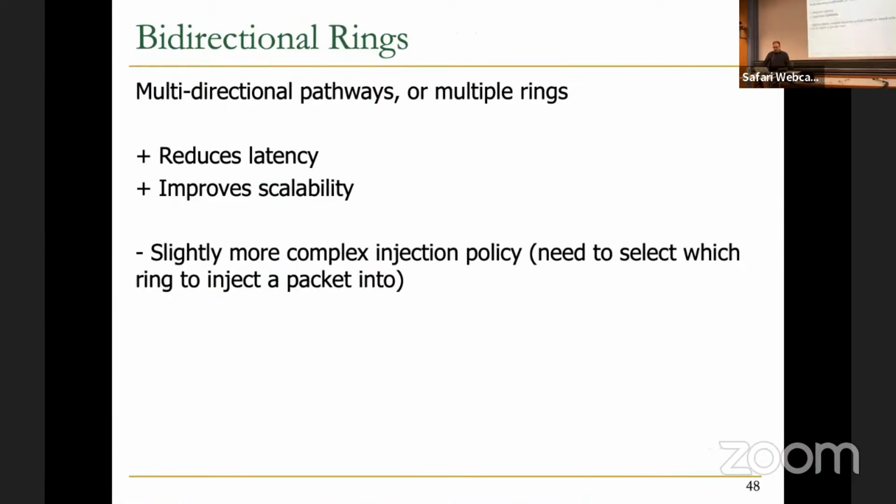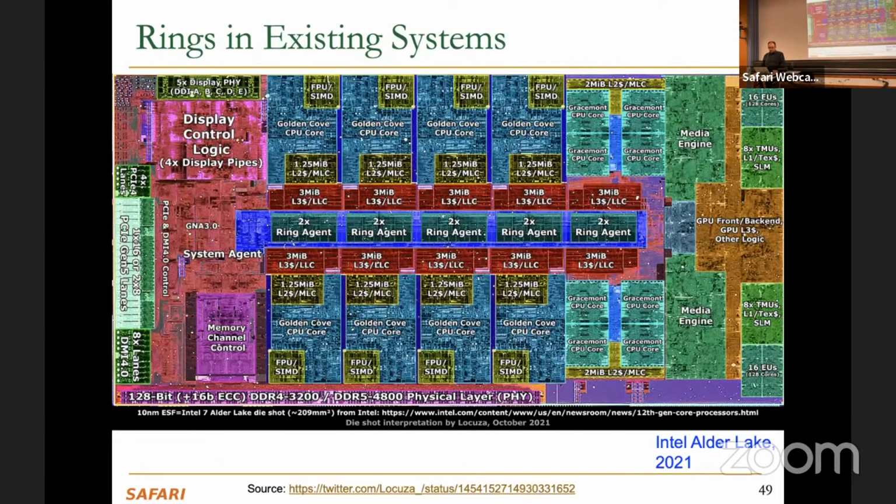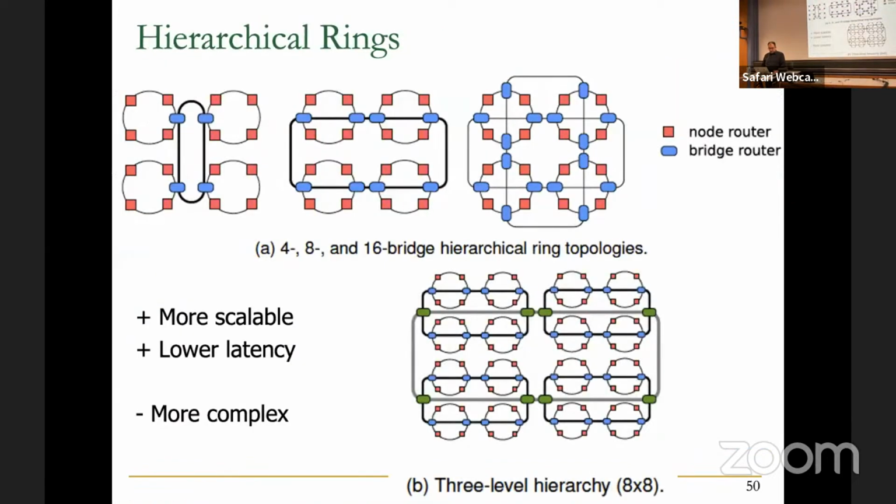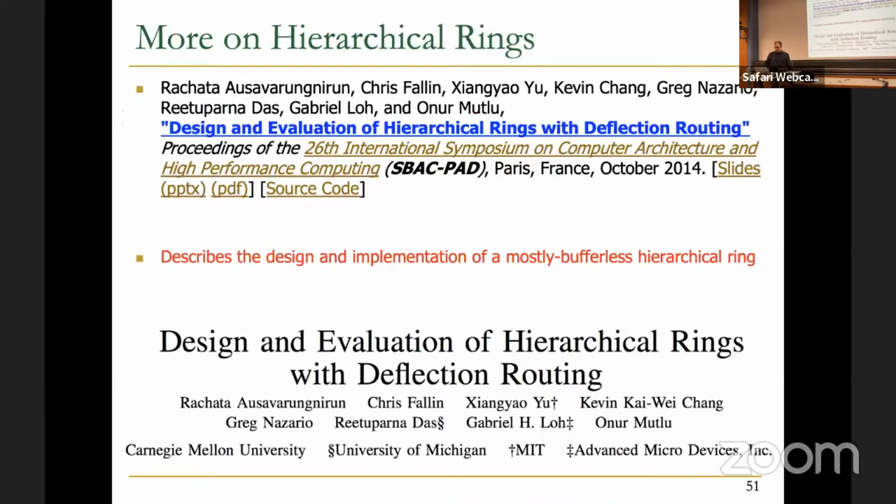People have proposed using bidirectional rings and hierarchical rings, which can be really useful. This is the example of one of Intel's processors, with hierarchical rings, where you have different rings and then connect these rings by a ring again, right? You can think of such topologies, and they are very useful and have been used. If you want to learn more about hierarchical rings, you can check this paper. It's a beautiful paper where you can learn a lot about the trade-offs here.